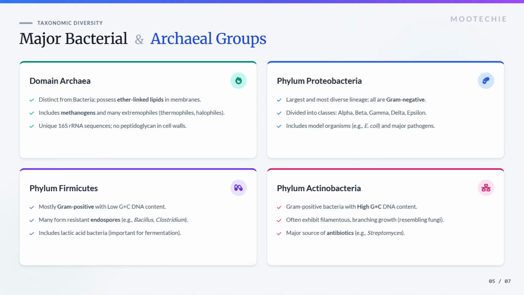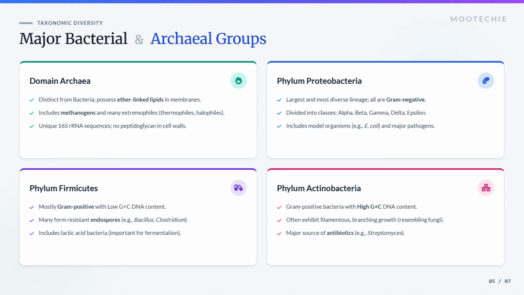Then we have the phylum Firmicutes. These are mostly gram-positive bacteria with low G plus C DNA content. A notable feature is that many can form resistant endospores like Bacillus and Clostridium, which allows them to survive harsh conditions. This phylum also includes lactic acid bacteria, which are crucial for food fermentations like yogurt and cheese production.